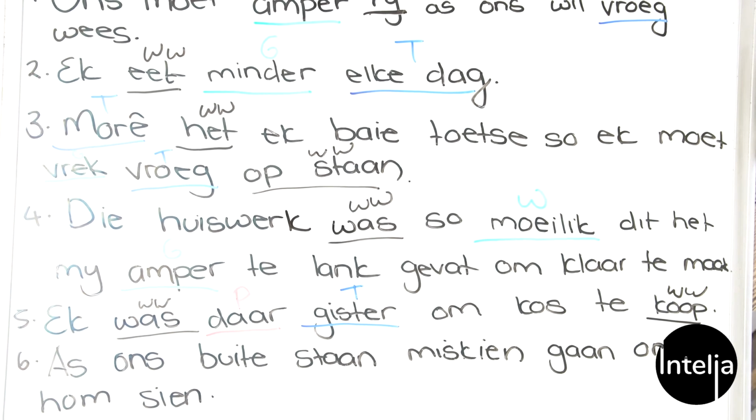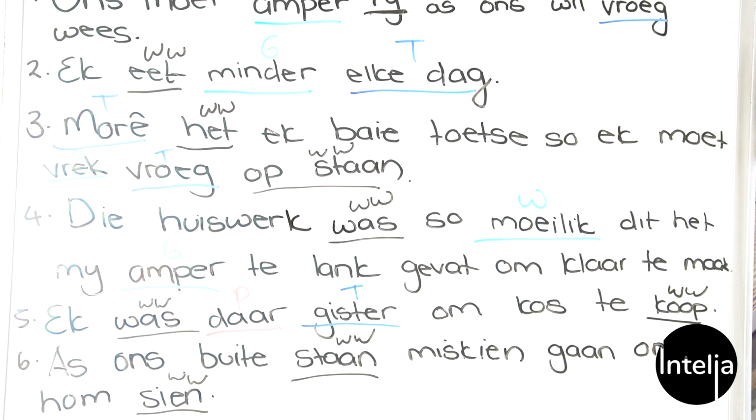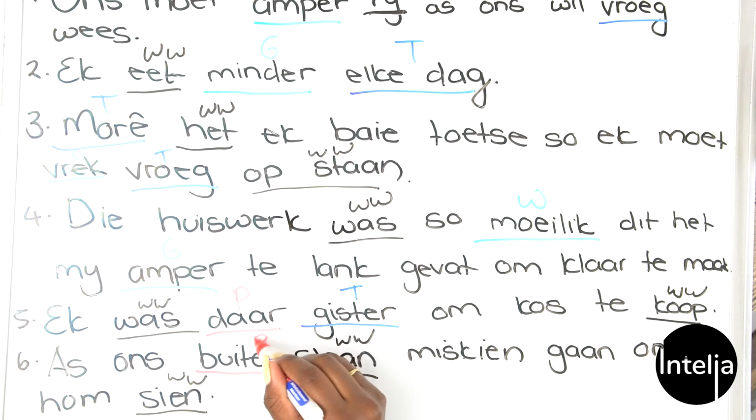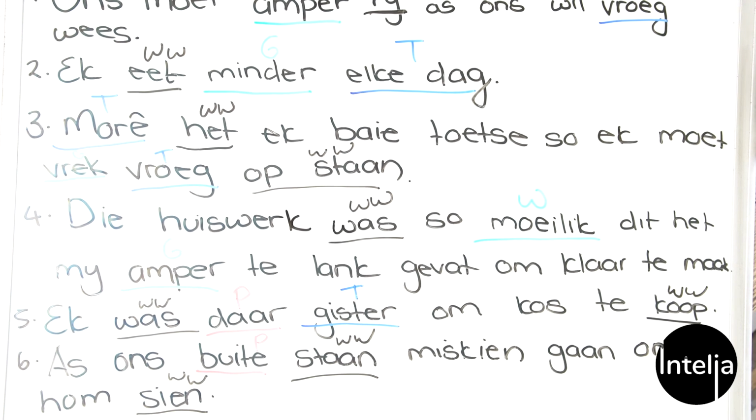First thing we're going to do is identify our verbs. So staan is ons werkwoord en sien is ons werkwoord. Bywoord van tyd. Bywoord van plek, ja, buite. Because why? Waar is hy? Hy is buite. Bywoord van wyse. They're not telling us the manner in which they were standing outside. And graad, they're not telling us the degree of the manner in which they were standing outside.